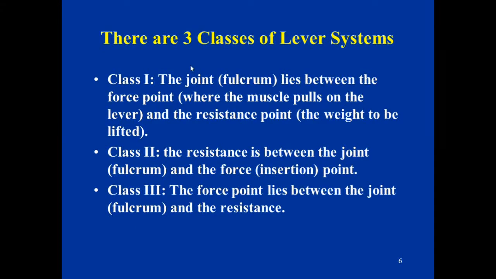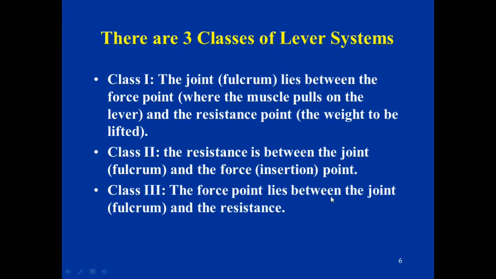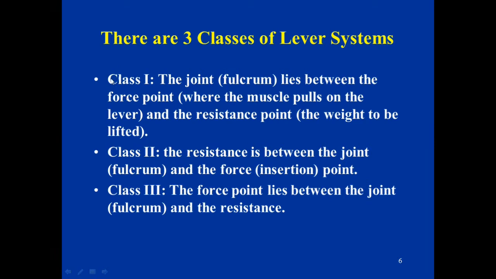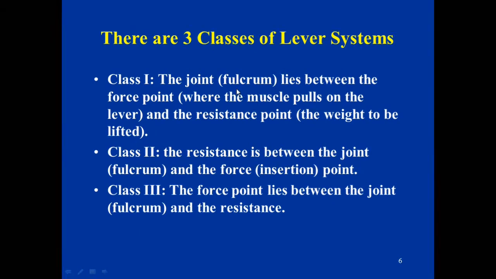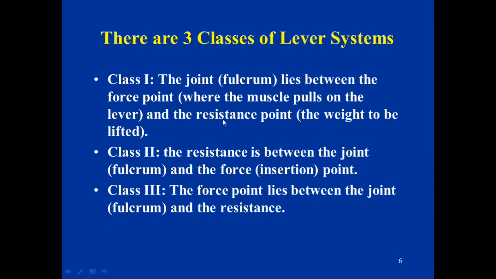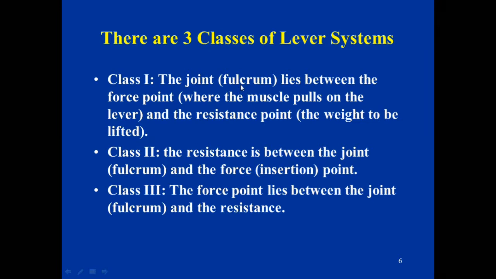Class 2 is the resistance between the joint or fulcrum and the force or insertion point, and a Class 3 system is where the force point lies between the joint, the fulcrum, and the resistance. And you can tell just by the classification systems right here which one is going to give you the best leverage in terms of being able to move forces, or weights in this case, by the pivot point or the fulcrum in each of these instances.